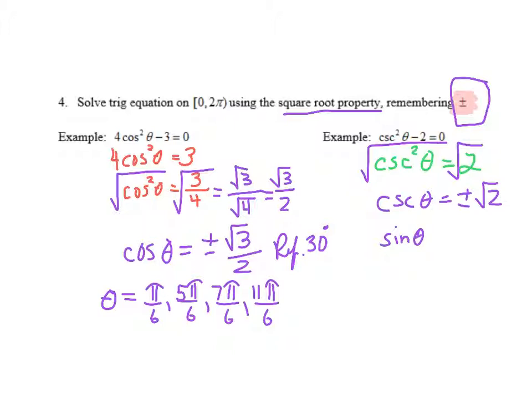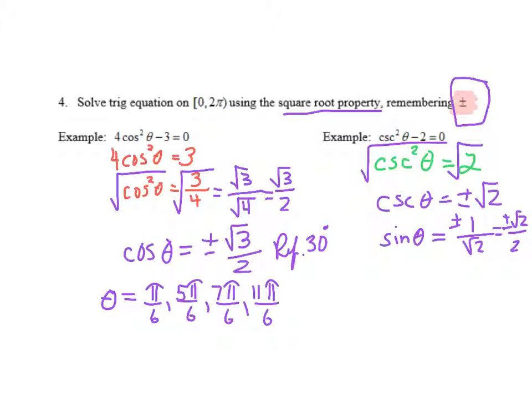Remember, cosecant and sine are reciprocals. So if you're going to flip one side, a cosecant, and get a sine, you're going to flip the other side: plus or minus 1 over square root of 2. Now you should recognize that. You don't have to, you could rationalize it if you want to, but it's extra work because we know that is square root of 2 over 2.